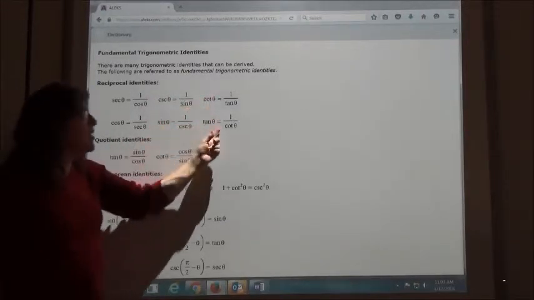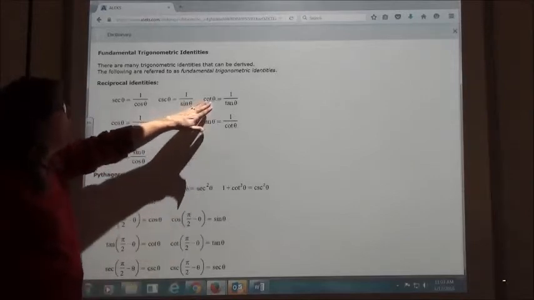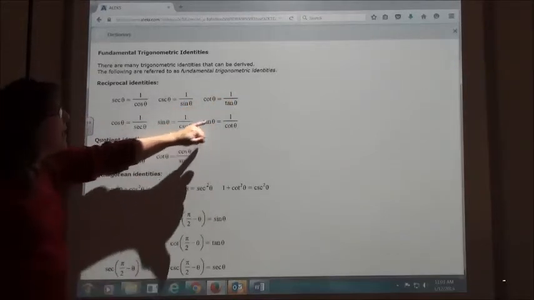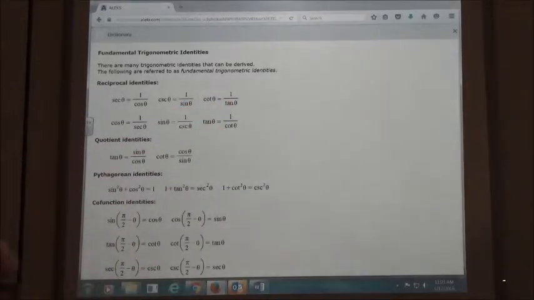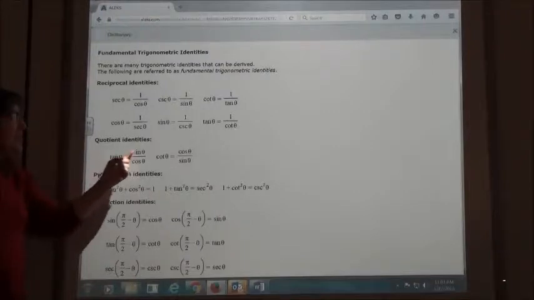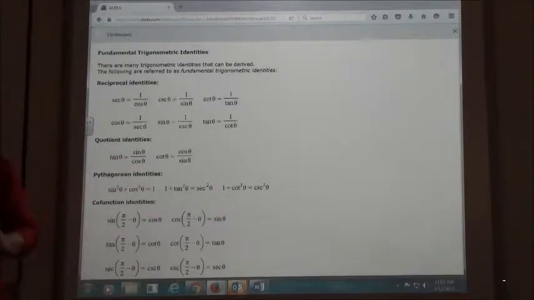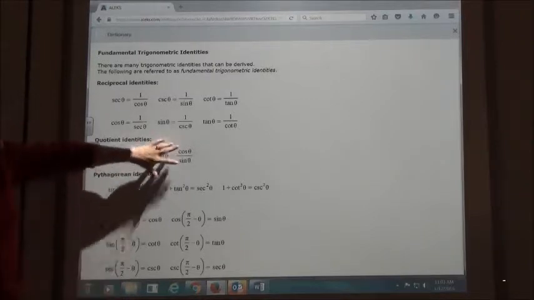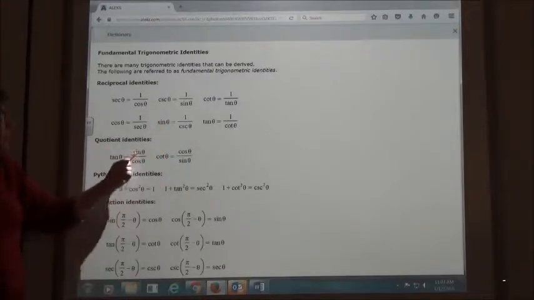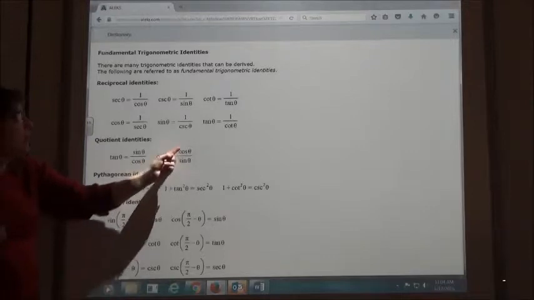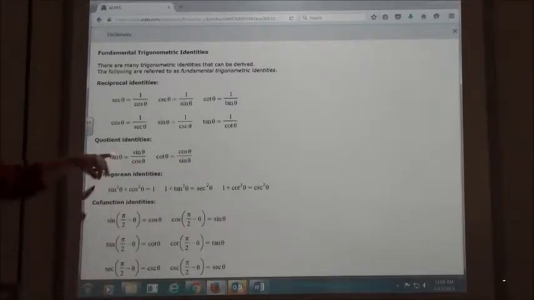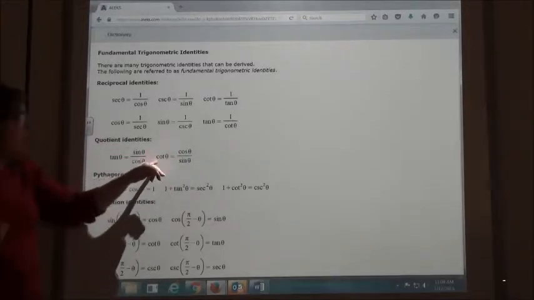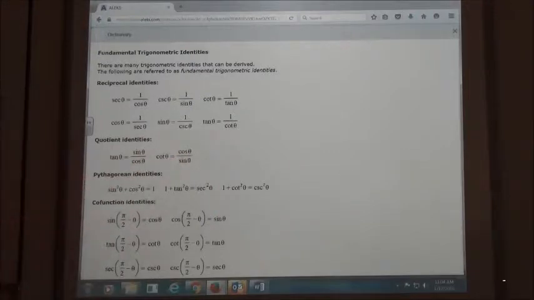And then tangent and cotangent, same thing. Cotangent is 1 over tangent. Tangent is 1 over cotangent. You're also going to be working with the quotient identities in this one sometimes. The tangent of theta is sine over cosine. And because cotangent is the reciprocal of tangent, I'm going to do the reciprocal. Instead of sine over cosine, I'm going to have cosine over sine. So tangent, sine over cosine; cotangent, cosine over sine.